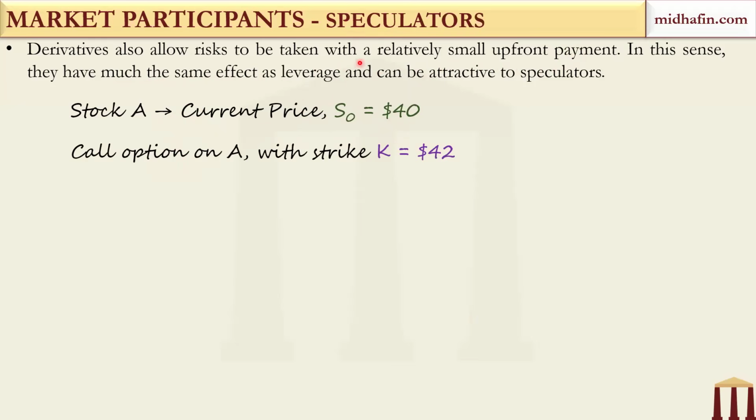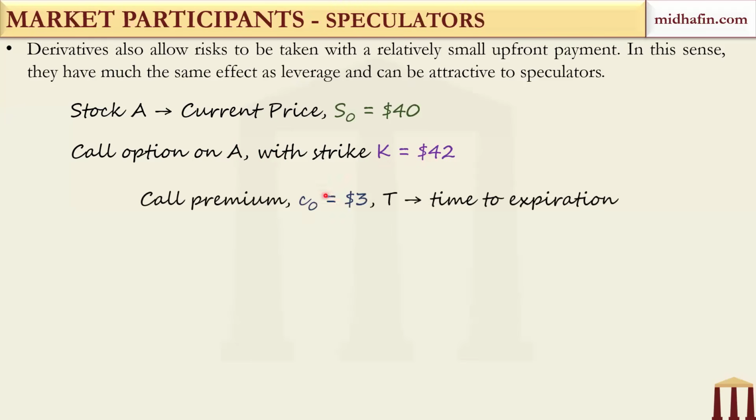Okay. So the price is $40. Now, there is a call option available on this stock with a strike price of $42. The call premium is $3 and T is the time to expiration. Now you have $12,000 with you. There are two choices, I should say, because when I use the word option, it can be a bit misleading since we are discussing options. So you have two choices.